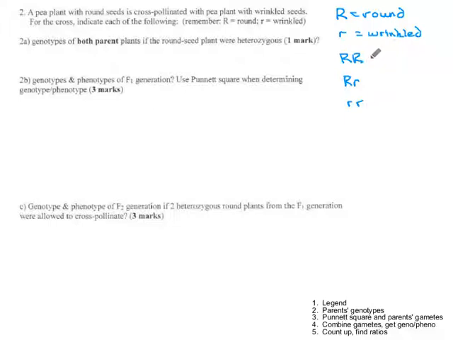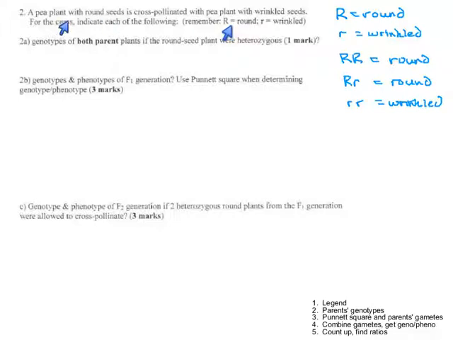any of these three. The ones that have a big R will produce round peas because dominant wins. And if all you have is the wrinkled allele, then you will produce wrinkled peas. Okay, legend done. Oh, and they remind you about it here too, so that was nice.